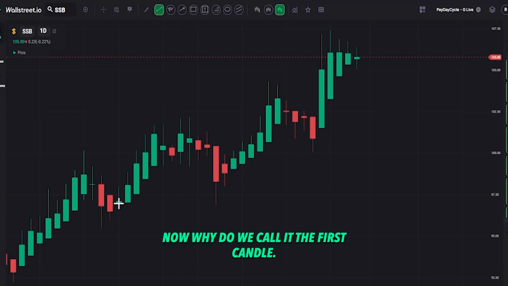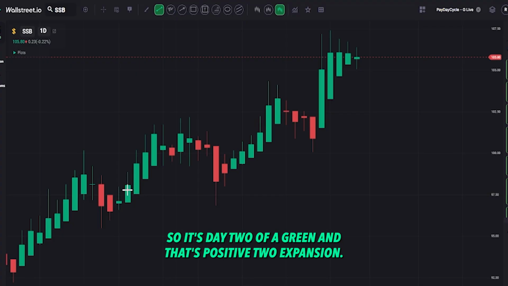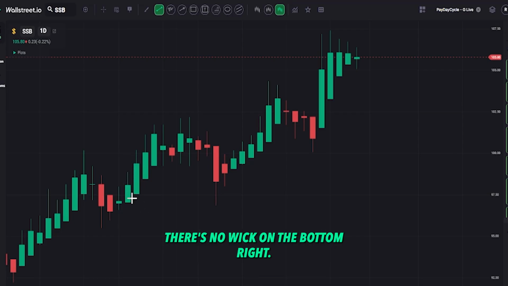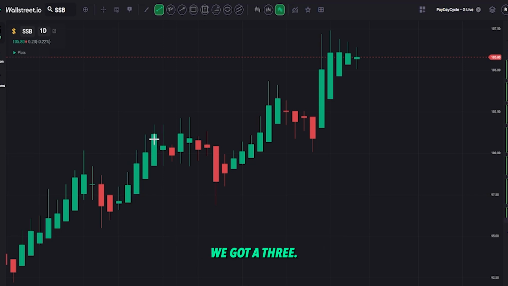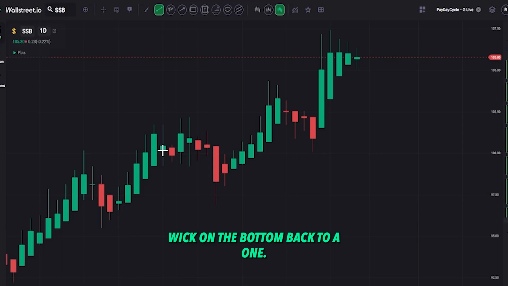Now, why do we call it the first candle? Because it's a doji. It expanded and went above. It's green. So it's day 2 of a green. And that's +2. Expansion. And then if it goes a little bigger, that's positive 3. There's no wick on the bottom, right? So when it expands like that, that's number 3. That's the highest. Uh-oh, wick on the bottom, back to a negative 1. Done.